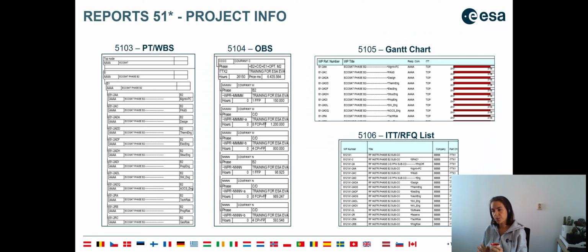So I have not printed this specific report, mainly because it takes a lot of space and time, and in the end, I really believe that through this slide, you will be able to understand what split these reports will provide. So the 5103, for example, you see the PTWBS. The 5104, you can have a split of your organizational breakdown structure.